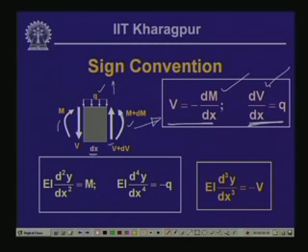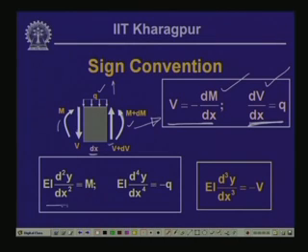These relationships we have used while deriving the differential equations and the different forms of the governing differential equation. We have used EI d2y/dx2 equals bending moment, and subsequently when we took the derivative, we took dM/dx as minus V and dV/dx as q. So, this we have used while deriving the different forms of the governing equation.